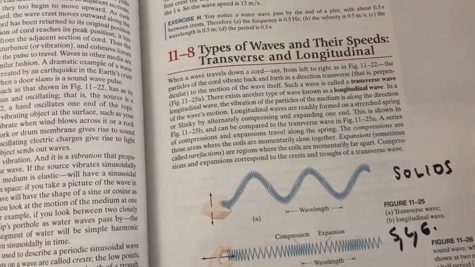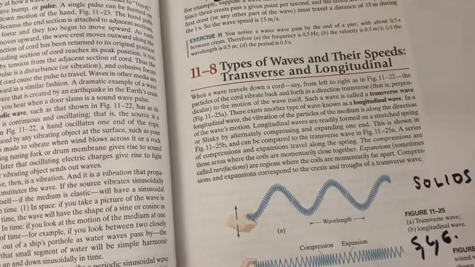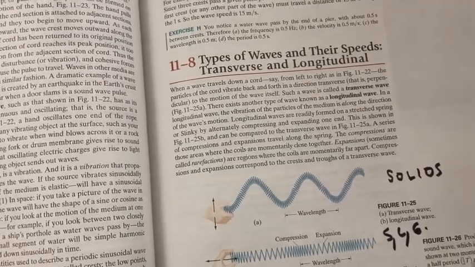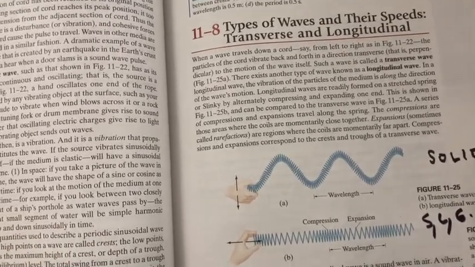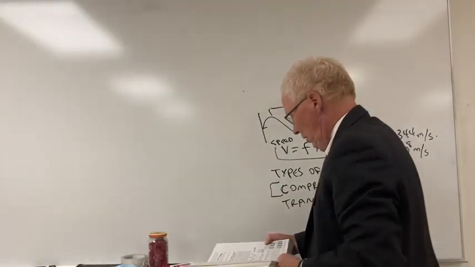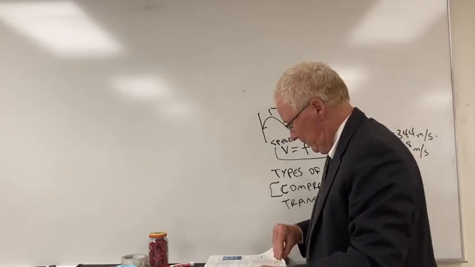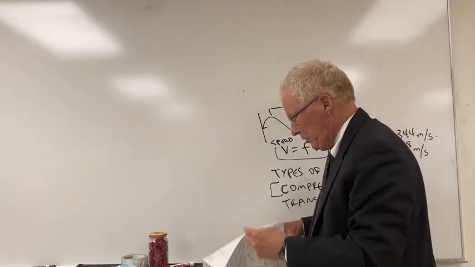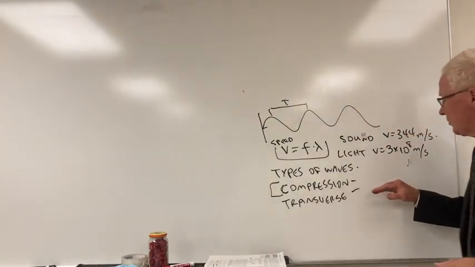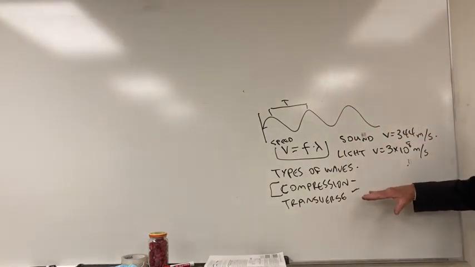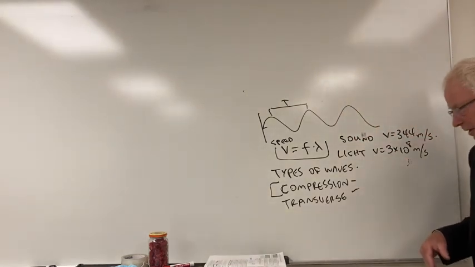In the top one, the motion of the particles is up and down, perpendicular to the direction of the wave. In the bottom case, they are both in the same direction. So that's what we call transverse and compression waves. Again, sound, as we'll see, will be a compression wave. Light is a transverse wave.